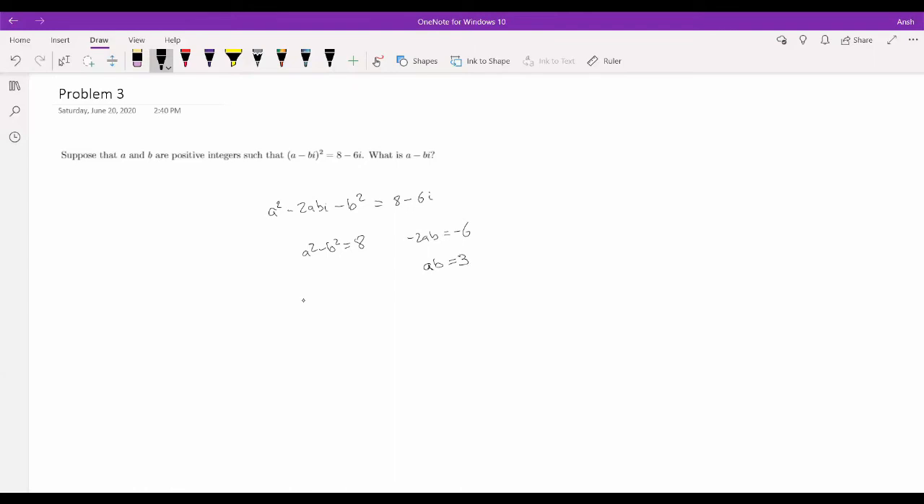And since we know that both a and b are positive integers, that means a and b are either 1 and 3 or 3 and 1. A quick check would show that 3 and 1 is the only solution, since we would have 3 squared minus 1 squared equals 8, which is true, and 3 times 1 is equal to 3. So that gives us our answer that a is equal to 3 and b is equal to 1, so our number is 3 minus i.